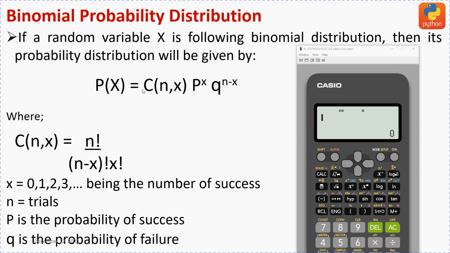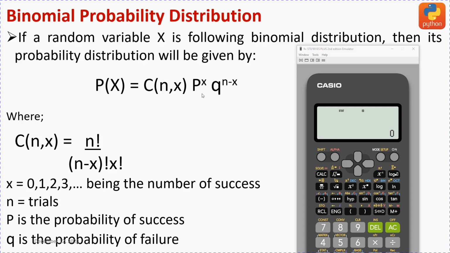Probability of random variable x equal to combination ya n na x, then times probability of success power variable x times probability of failure power n number of trials minus random variable x. Okay, what is x? X number of success can be 0 to 14. Mimi nachukua mfano find probability of random variable x from 0 to 14. So tutatumia table function. N number of trials and p probability of success and q is probability of failure.